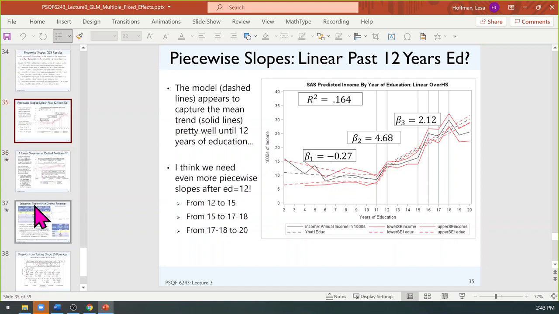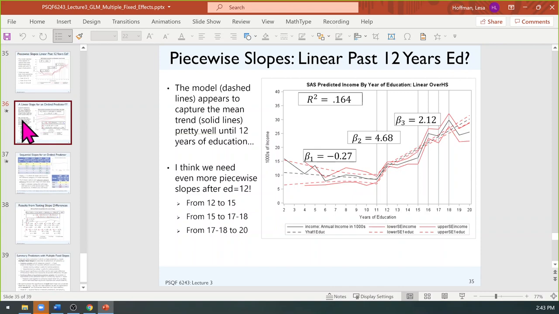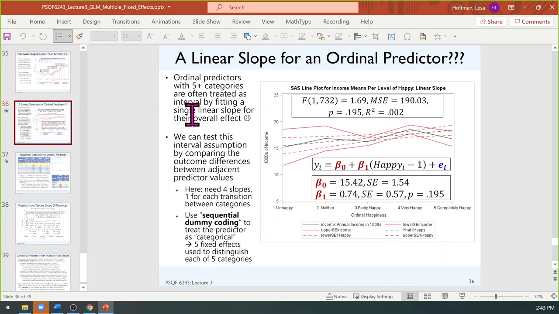Okay, so another instance in which a piecewise type model can be useful is in examining whether or not you can treat an ordinal predictor as if it's interval. So for example, let's say that I'm predicting income, still in the same General Social Survey sample, and I have a variable that is level of happiness that a respondent reported. And your choices are one is unhappy, two is neither happy nor unhappy, three is fairly happy, four is very happy, and five is completely happy. So are those numbers?